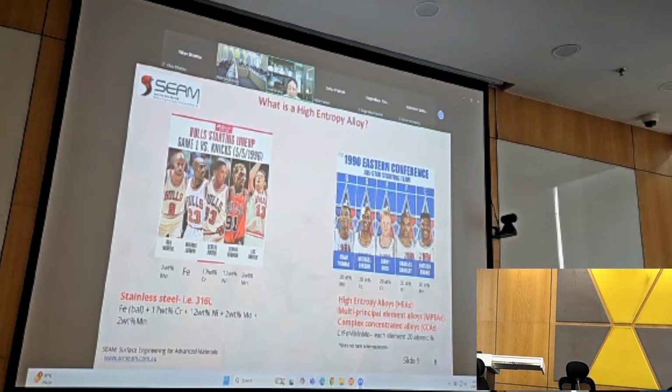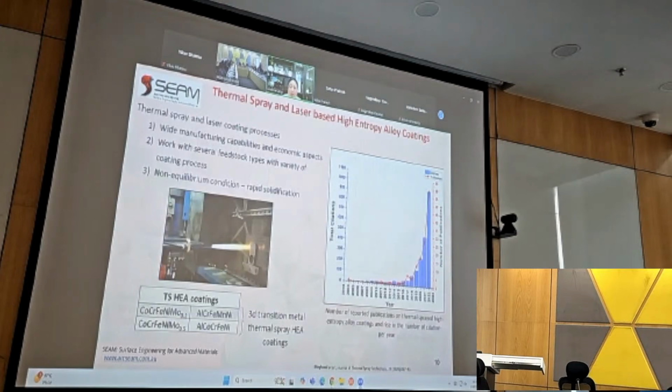So we have the non-equal atomic entropy alloys, and they have wonderful properties. Like from the previous example, you will know that if you have an all-star versus a normal team, the all-star team usually wins, right? I should actually change it to a cricketing example next time.